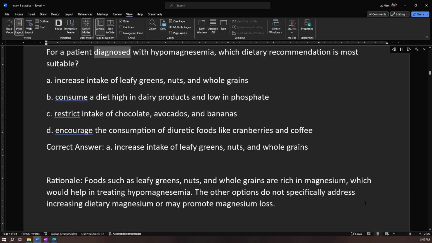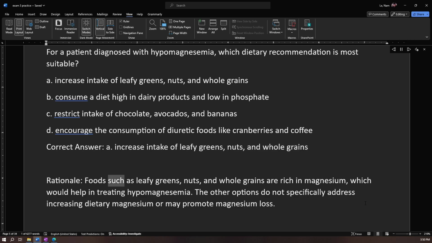For a patient diagnosed with hypomagnesemia, which dietary recommendation is most suitable? A. Increase intake of leafy greens, nuts, and whole grains. B. Consume a diet high in dairy products and low in phosphate. C. Restrict intake of chocolate, avocados, and bananas. D. Encourage the consumption of diuretic foods like cranberries and coffee. Correct answer: A. Increase intake of leafy greens, nuts, and whole grains.